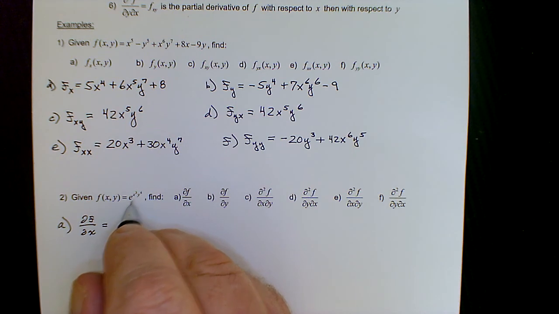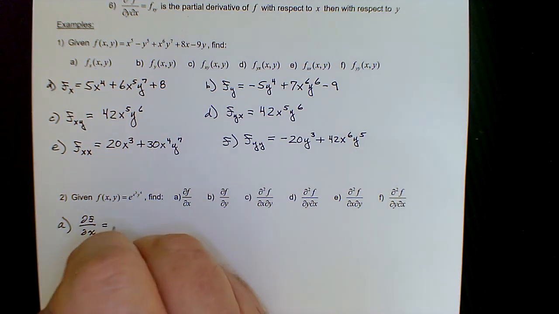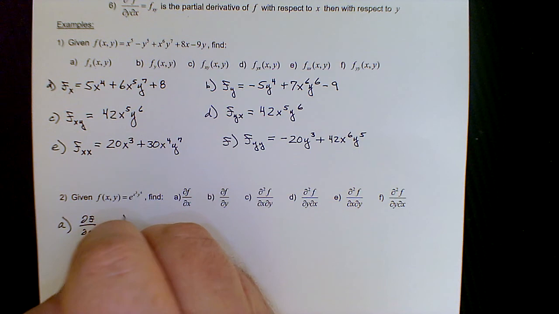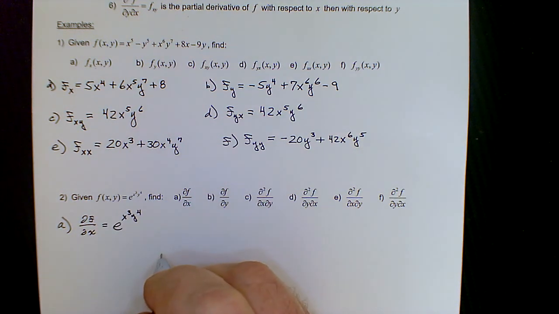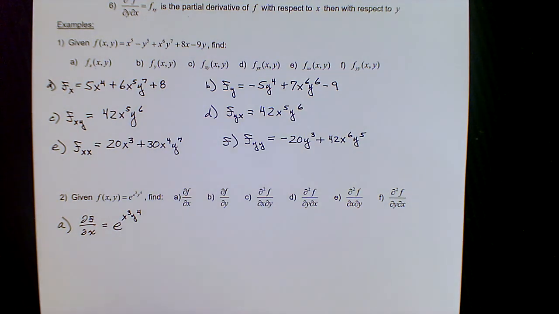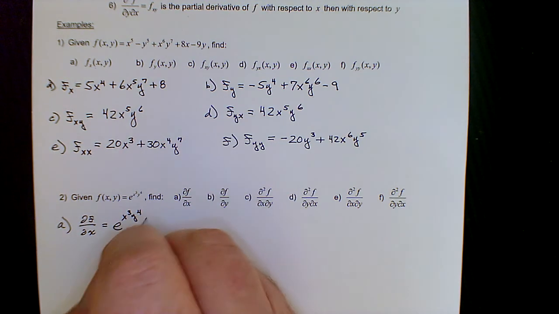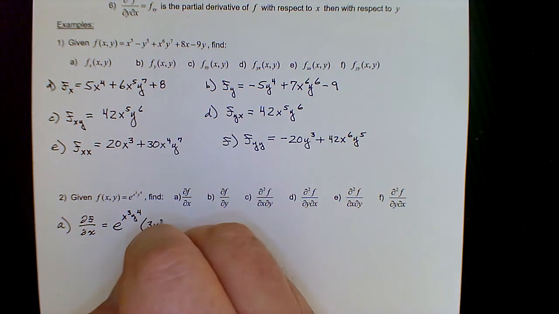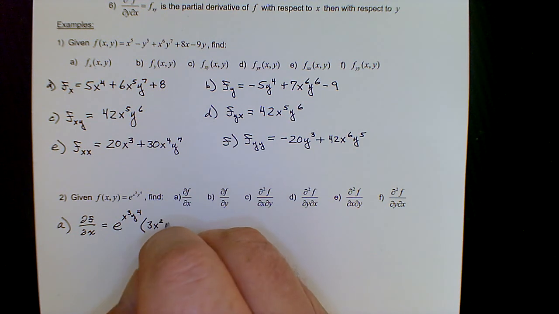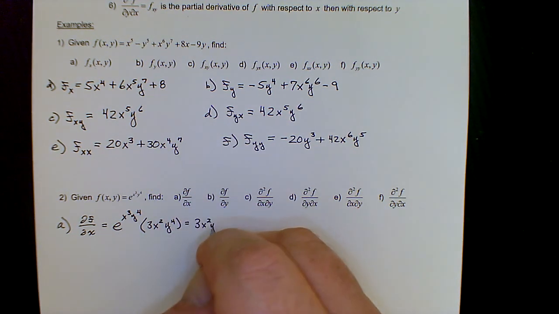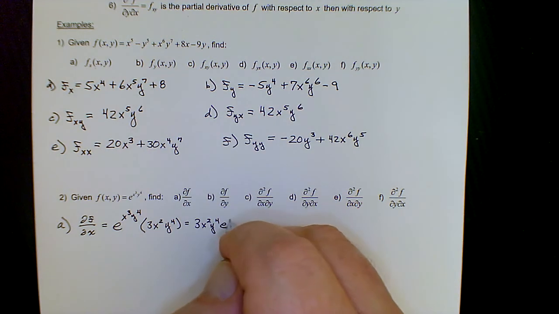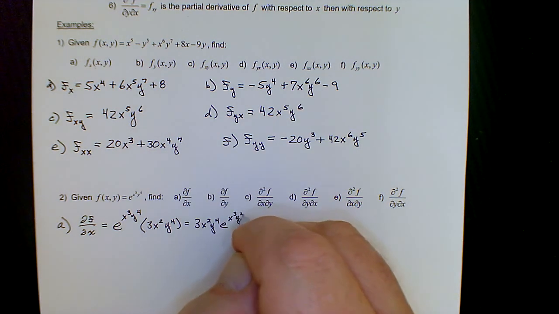Okay, so that's the formula for e to the u, which is e to the u. So e to the x cubed y to the 4th, but then times the derivative of that power on the base of e. And the derivative of x cubed y to the 4th with respect to x, holding y as a constant, would be 3x squared y to the 4th. So maybe rewrite this as 3x squared y to the 4th e to the x cubed y to the 4th.